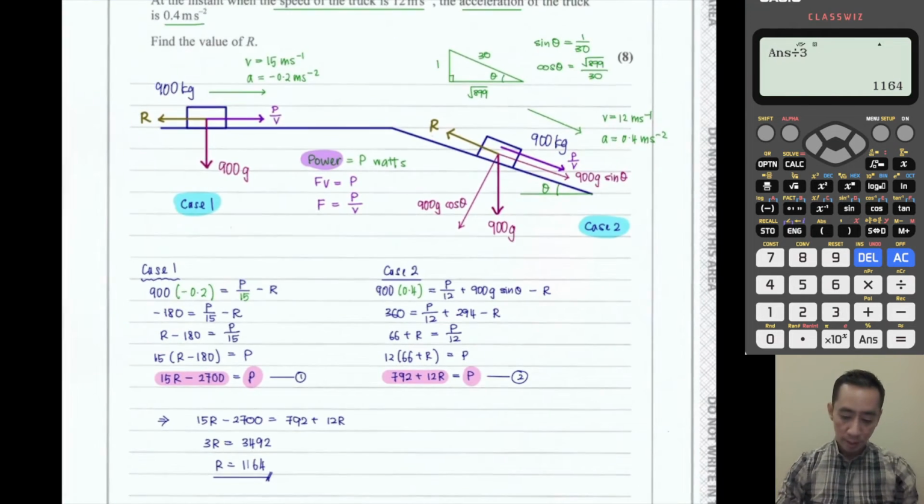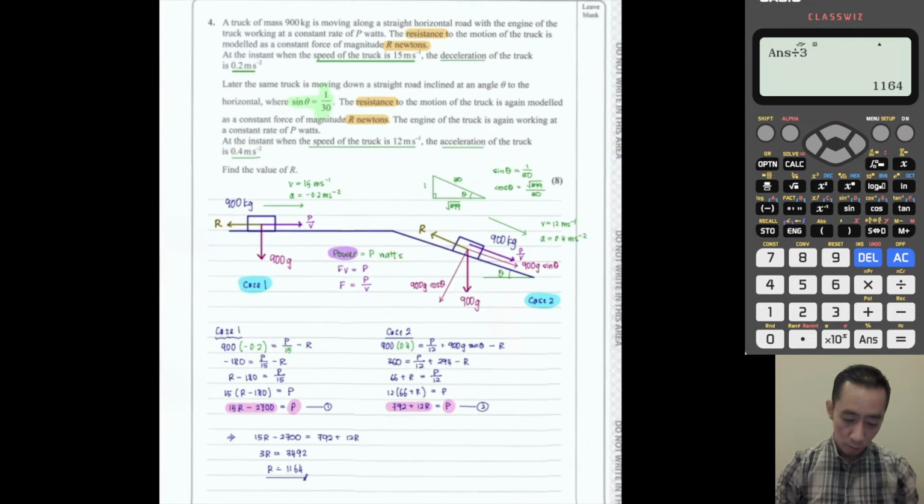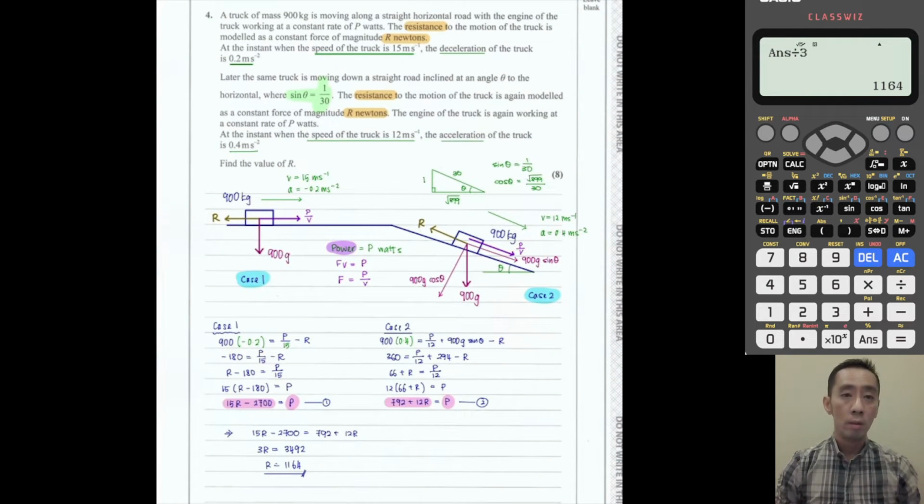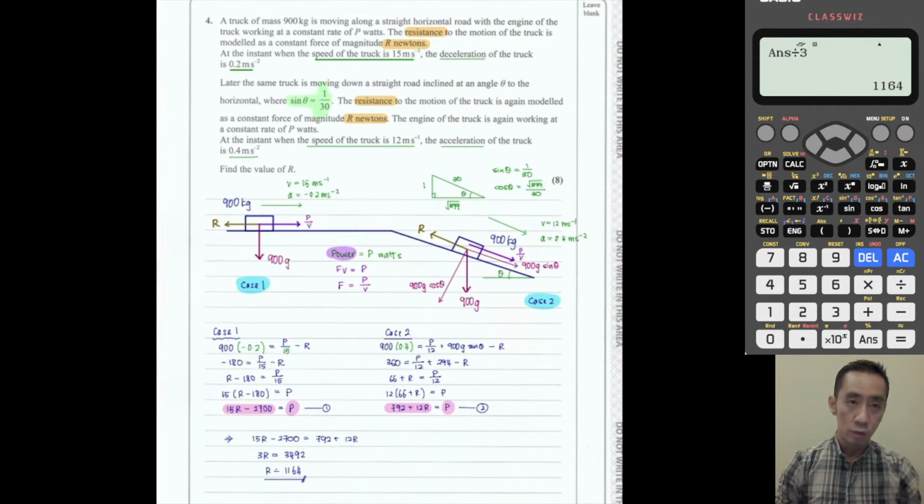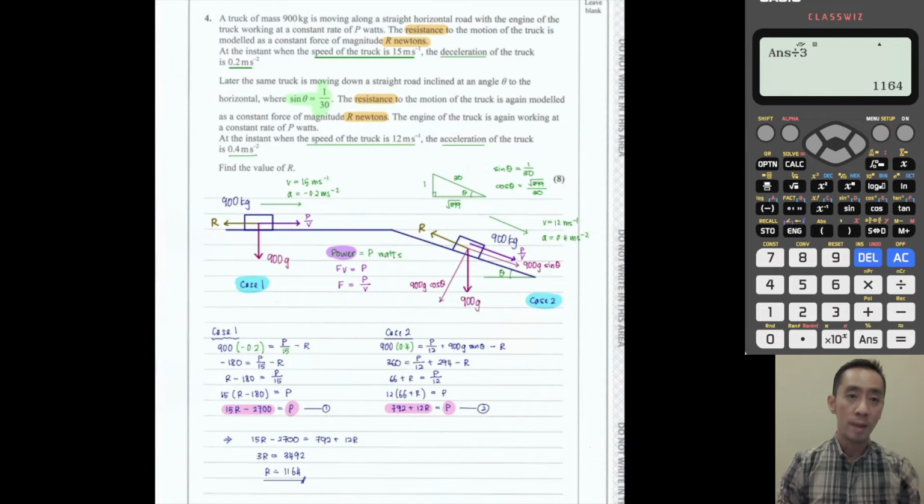So for these questions, there are a lot of informations. So it is always good to draw the diagram and put all the informations in the diagram. So this is what we have for question 4. Okay, so now next.